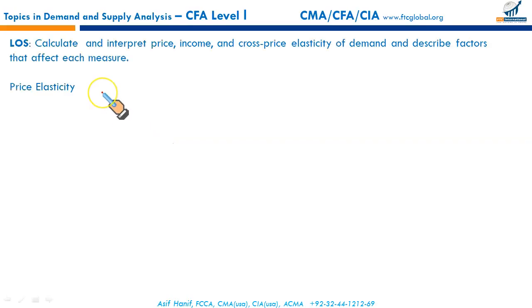The first LOS says, calculate and interpret the price, income and cross price elasticity of demand and describe the factors that affect each measure. Okay, now first, what is price elasticity? Price elasticity basically measures the degree of responsiveness of change in demand with change in price. If the price changes, it will affect demand, but to what extent?